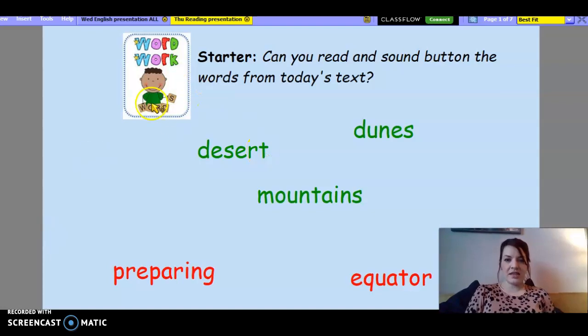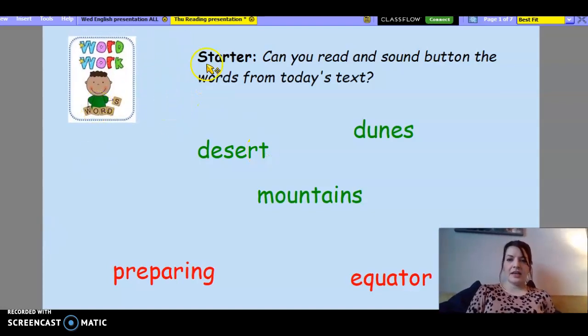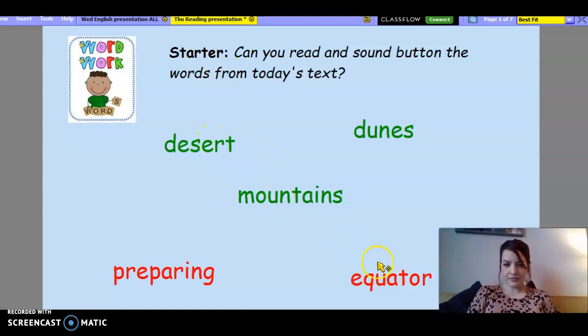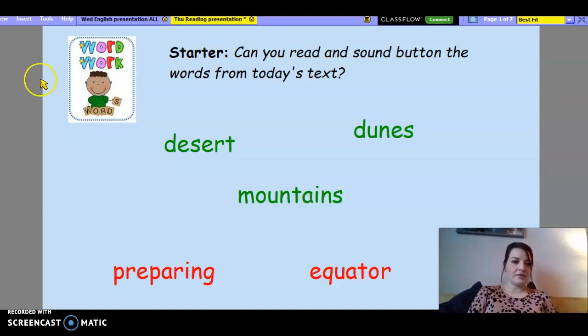And our starter for today is some word work. Can you read and sound button the words from today's text? So we've got 3 green words here and 2 red words. Pause the video, see if you can read those words. Okay, let's have a look together.